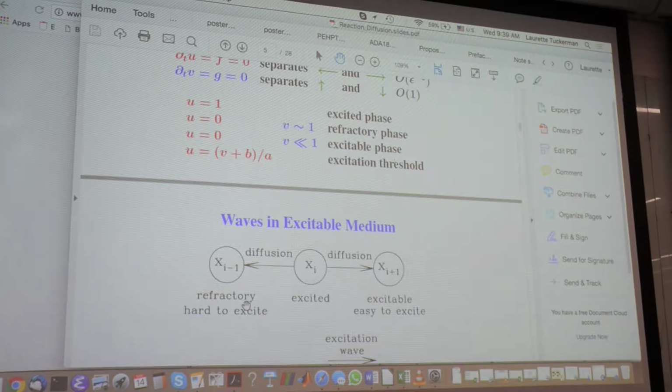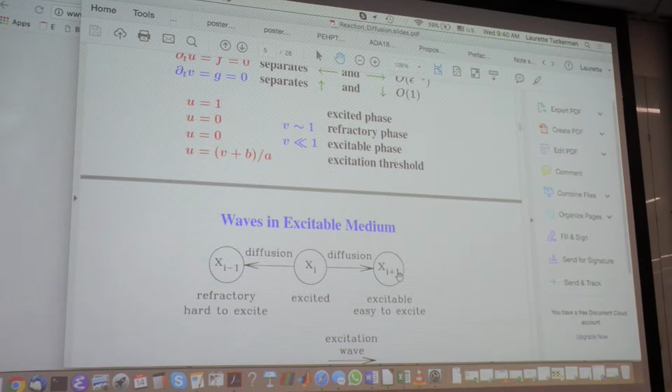I have an excited point. But suppose the neighbors are not excited in two different ways. One of them is refractory, and one of them is excitable. Diffusion is symmetric. You give the same amount of yourself, left and right. But the refractory one needs a whole lot to get himself excited. So the little bit that this one gives isn't enough to get him excited. Whereas the one on the right, if he's in the excitable state, then that little bit that you gave to that neighbor is enough.